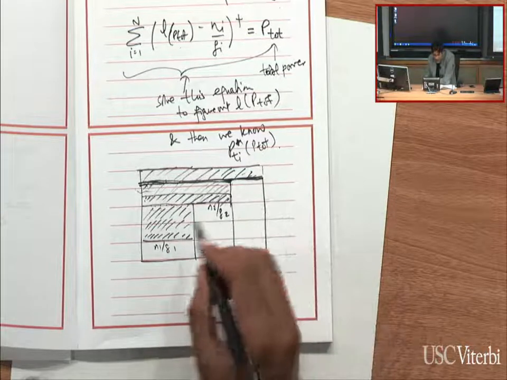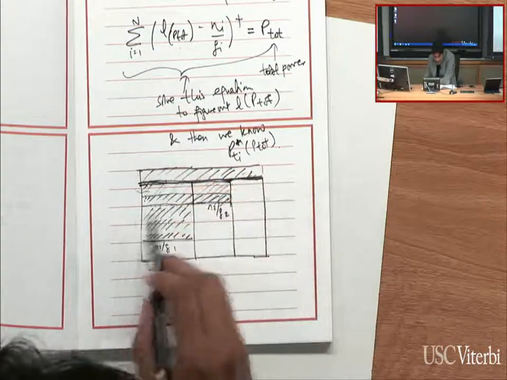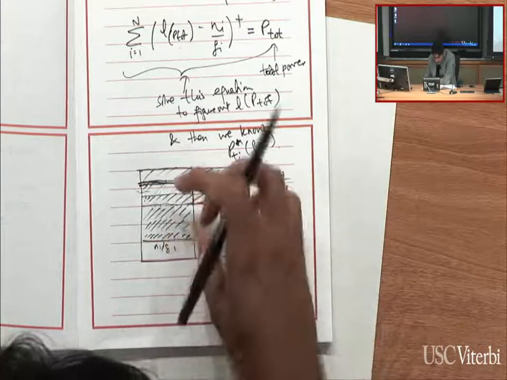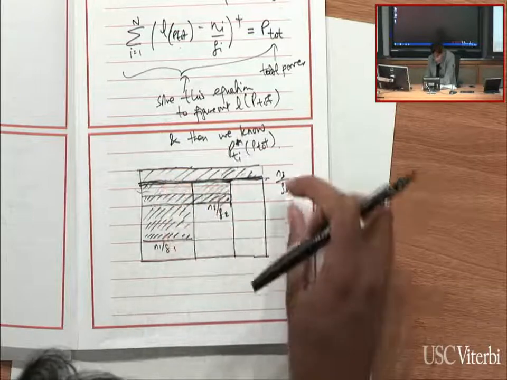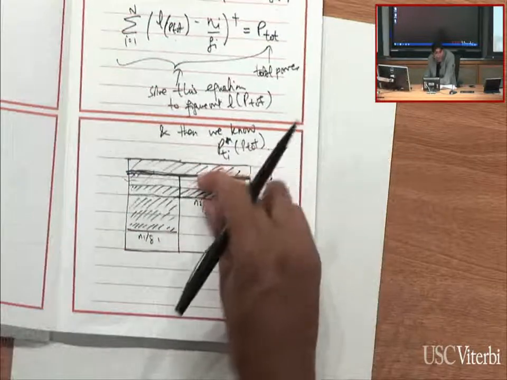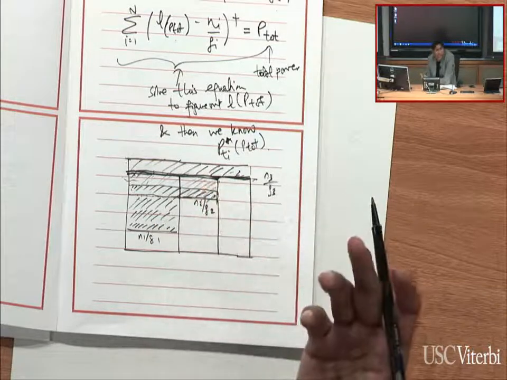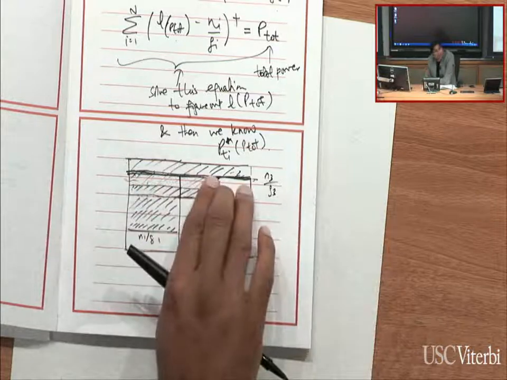There's a couple of ways you can think of it. One way is that channel 1 would have received N3 over G3 minus N1 over G1 power. Channel 2 would have received N3 over G3 minus N2 over G2 power. And the sum of these two is what the total power is. So when the total power reaches this number, then you're at this point.